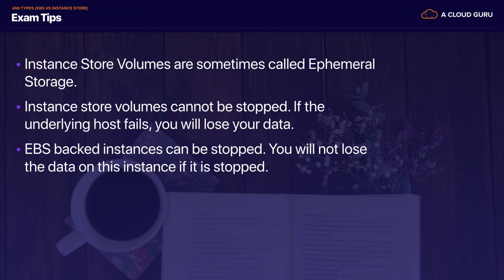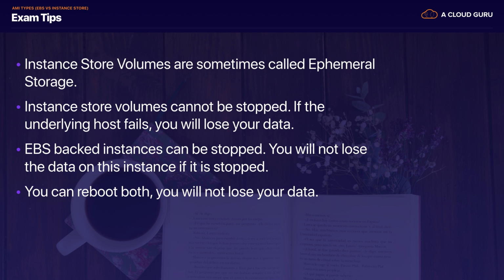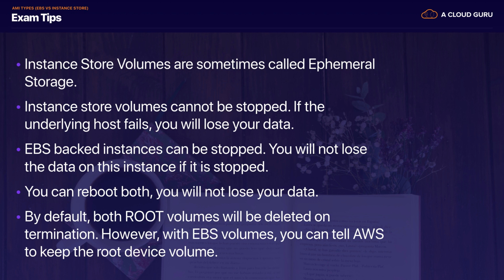With EBS-backed instances, they can be stopped, and you're not going to lose the data on that instance if it is stopped. And you can reboot both, and you're not going to lose any of your data. It's basically only if the host fails and that EC2 instance stops and it's instance store, then you will lose your data. And by default, both root volumes will be deleted on termination. However, with EBS volumes, you can always tell AWS to keep the root device volumes. You can't do that with instance store.